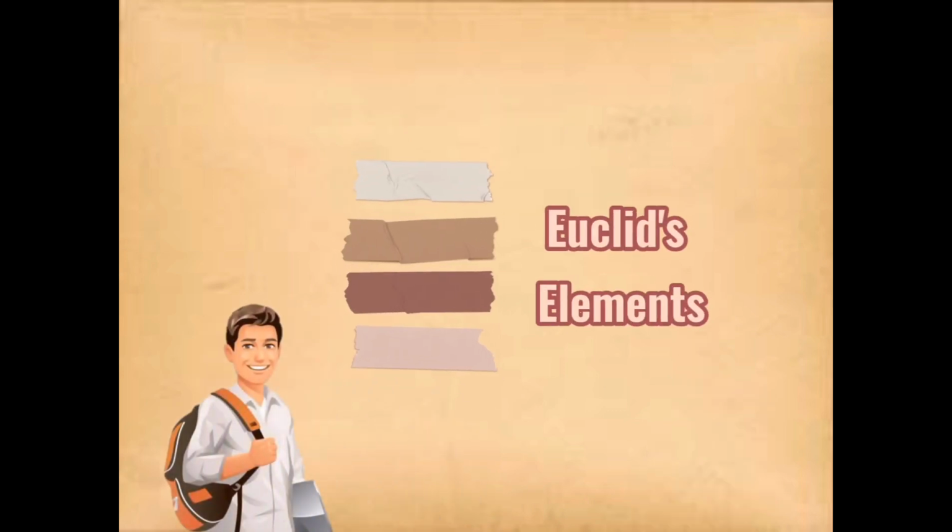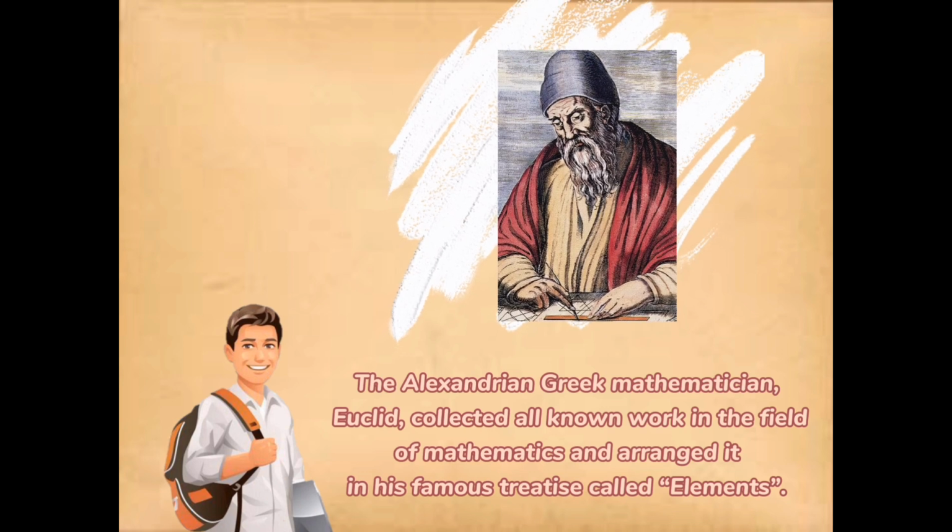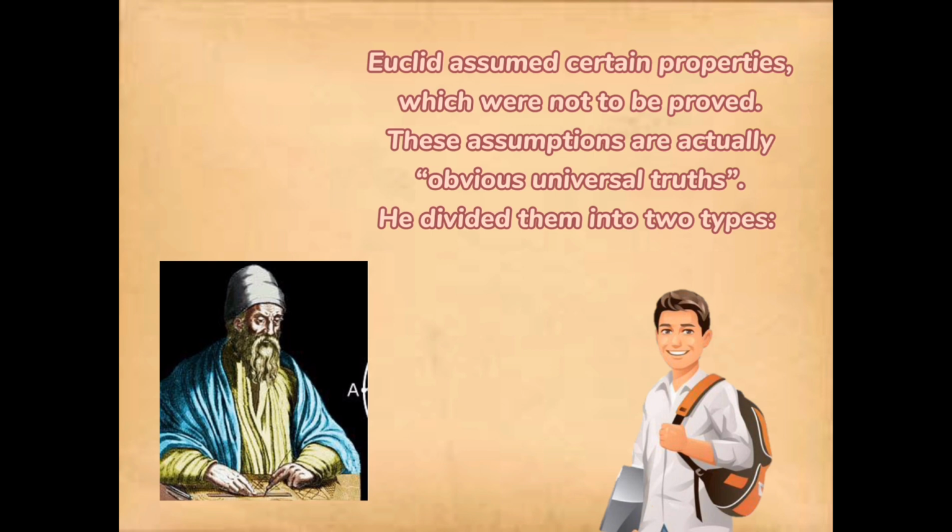Today, we are going to discuss Euclid's Elements. The Alexandrian Greek mathematician Euclid collected all known work in the field of mathematics and arranged it in his famous treatise called Elements. Euclid assumed certain properties which were not to be proved. These assumptions are actually obvious universal truths. He divided them into two types, axioms and postulates.